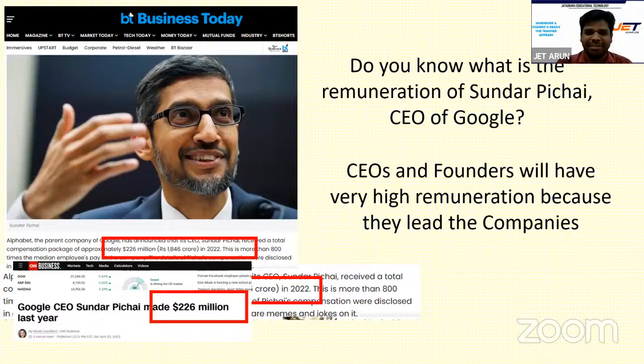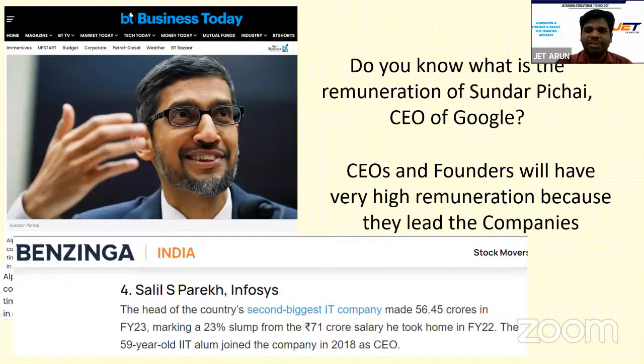Yes. And it is so because they come from such a background, such a college background. Because they are trained that way. They are in a position to lead the company.